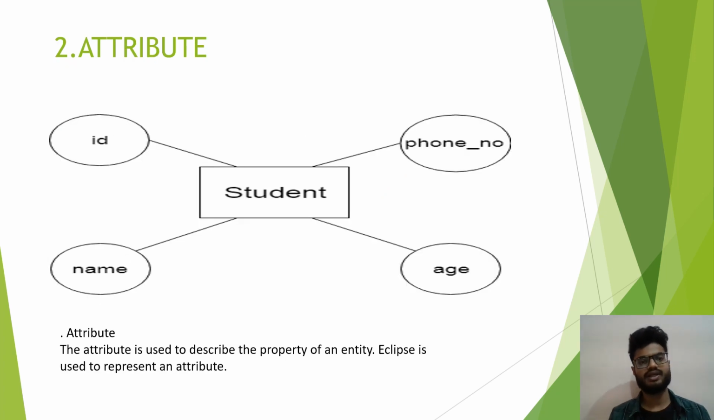The second one here is an attribute. An attribute is nothing but the headings or columns contained inside one table. So a student can contain his name, his age, his phone number, his ID, his Aadhaar number and all. Here only four are given: ID, phone number, name, and age. An attribute is used to describe the property of an entity. An ellipse is used to represent the attribute, as I told before.